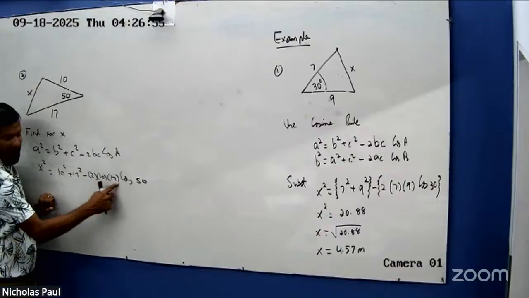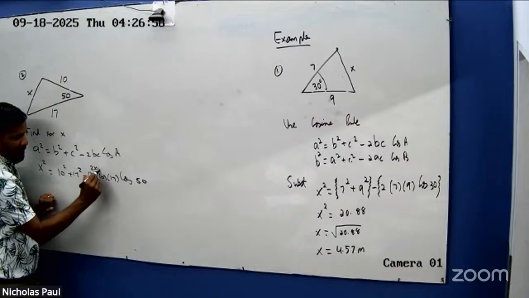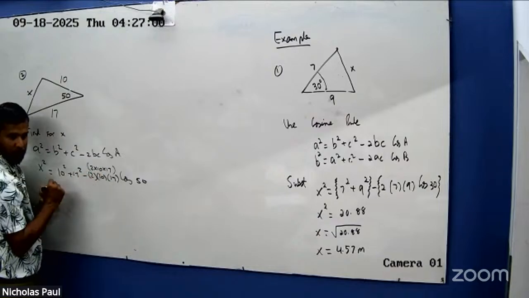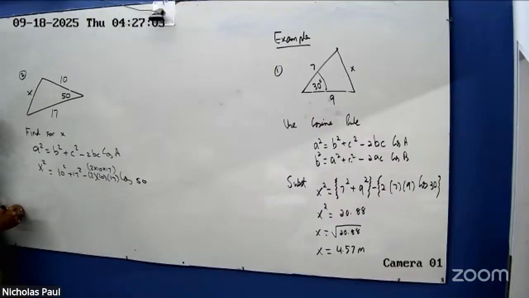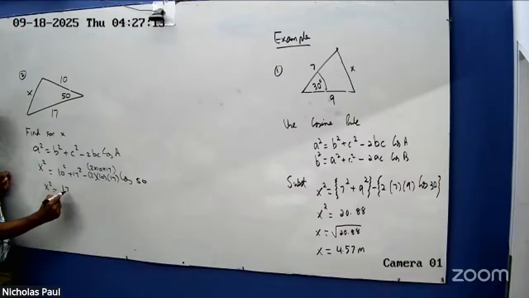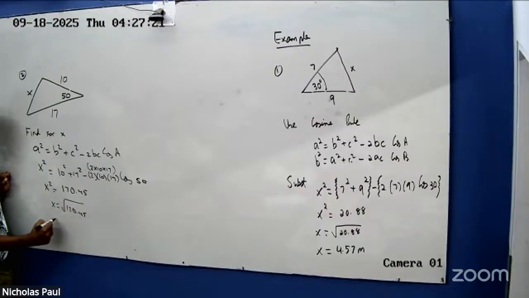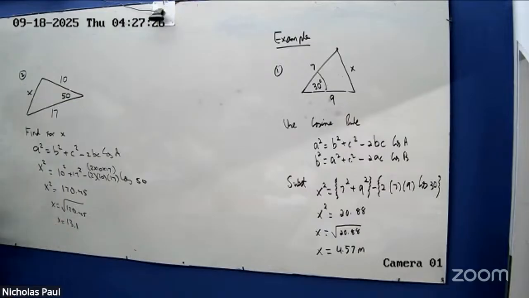So just 2 by this now. You could write 2 by 10 by 17. Same thing, right? So x squared, anybody work it out before you square root it? How much did you get? 170.45. So it is square root of 170.45, which is 13.1. Right? Nice. You're in the habit of 3 significant figures. You okay with that?